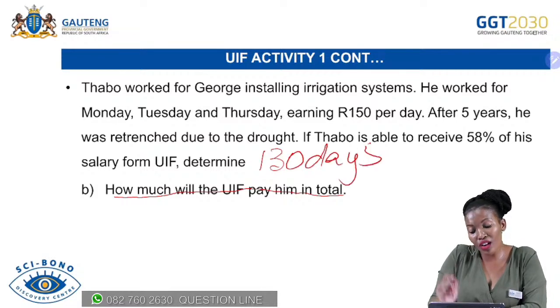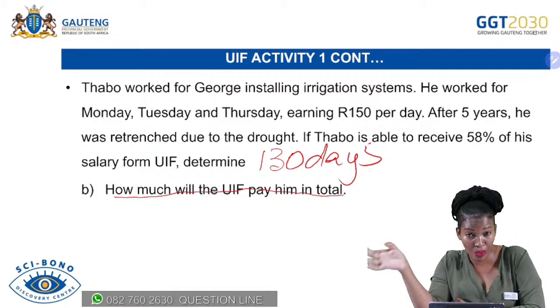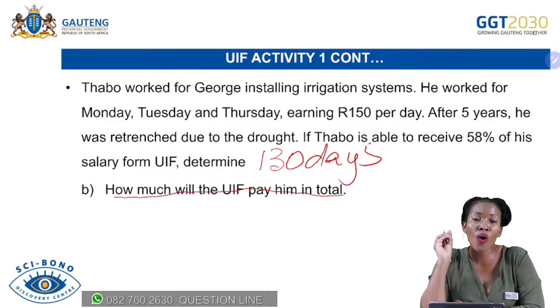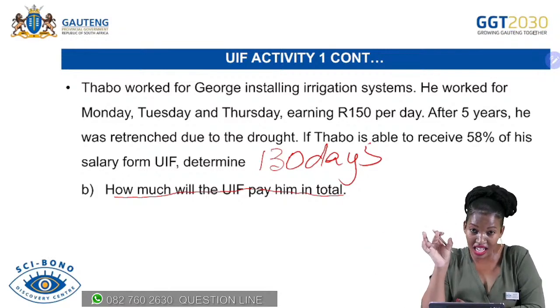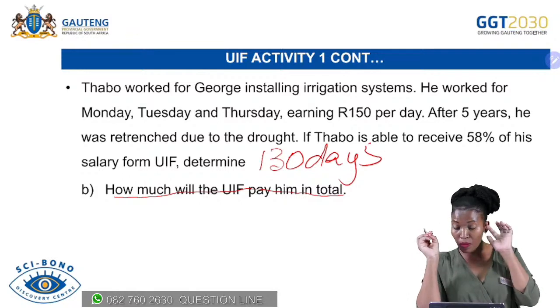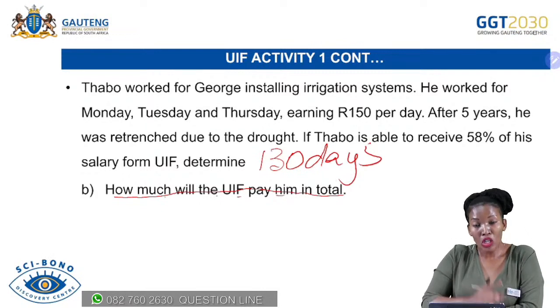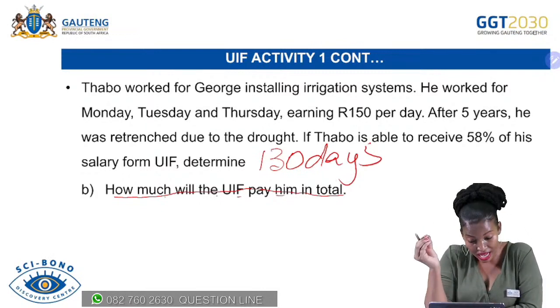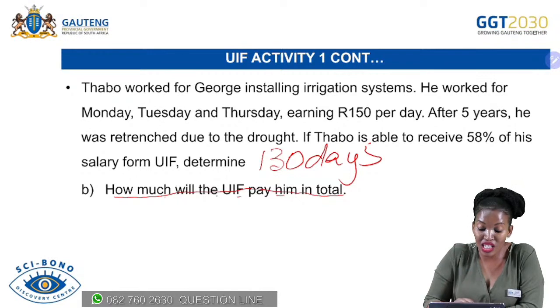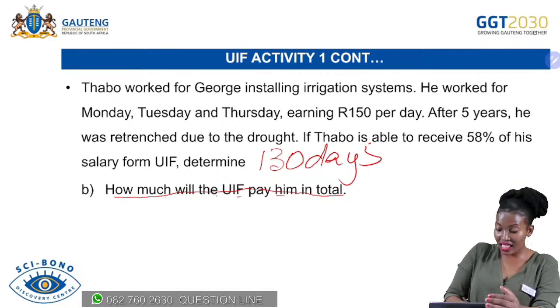Out of the total of 780 days that he worked, he only qualifies for 130 days. That is the credit that he has. So now we want to know how much the UIF will pay him. Let us first establish how much he was going to get if he had worked only for 130 days.